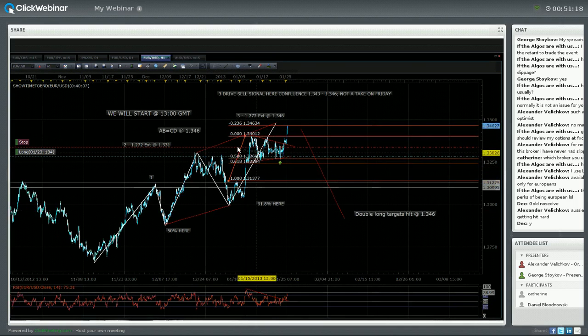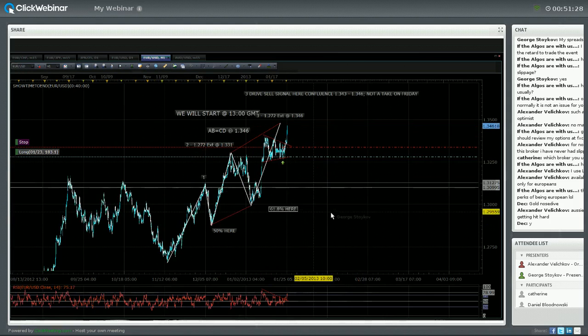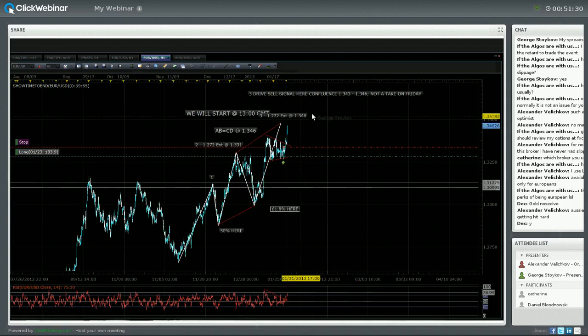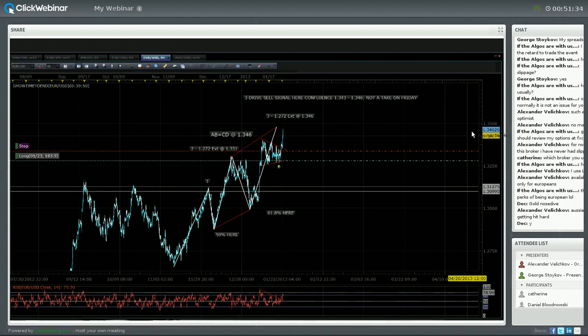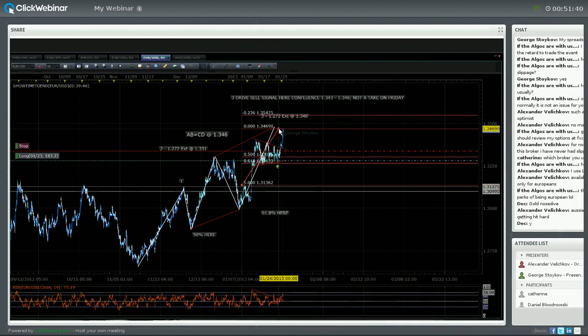So we have double wonks hitting target just now, which is of course very good. Don't get me wrong, this is extremely good. However, if we are to expect further downside, we need to validate this downside, because at the current juncture it just looks like we're going to head higher.